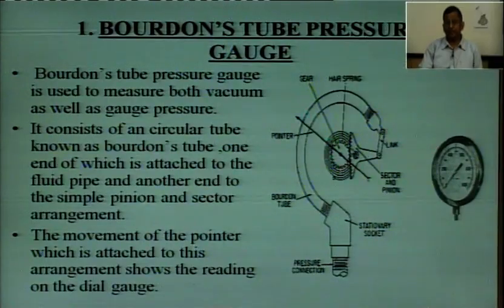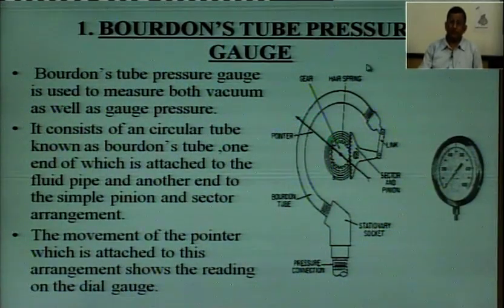So this is a system. This is a rack and pinion arrangement. With this, we connected a hairspring with the help of a pointer. This is a pointer. This gives us the reading. So the movement of the pointer which is attached to this arrangement shows the reading on the dial gauge.